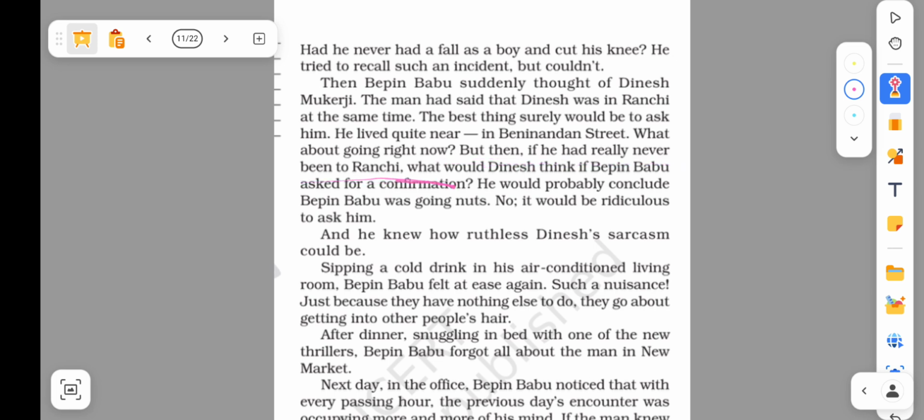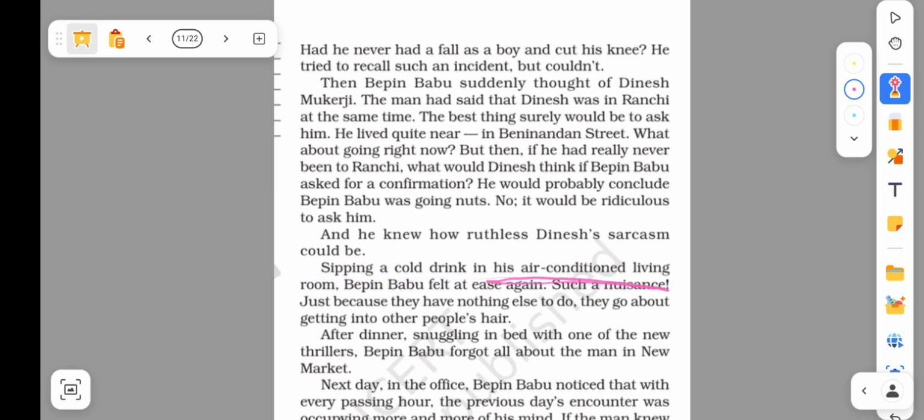But then, if he had really never been to Ranchi, what would Dinesh think if Bipin Babu asked for a confirmation? He would probably conclude Bipin Babu was going nuts. No, it would be ridiculous to ask him. So he had a plan that, okay, I should ask Dinesh, since according to that person I was with him in Ranchi. He stays very close to me. But again he had a thought that if he asked him whether he was in Ranchi in 1958 or not, Dinesh would think this person has gone mad. So he again dropped this plan, and he knew how ruthless Dinesh's sarcasm could be. Dinesh was a very sarcastic person, and he didn't want to talk about this with him. Otherwise, Dinesh could declare that he had gone mad.